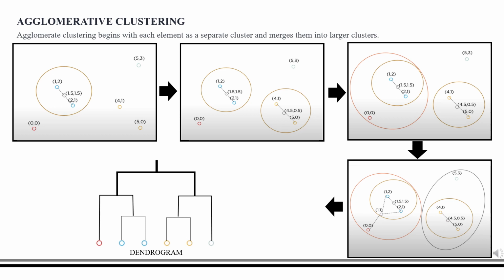Let's first take the points 1, 2 and 2, 1, and we'll group them together because they're close. For these points, we compute a point in the middle and mark it as 1.5, 1.5. It's the centroid of those 2 points. Next, we measure the other group of points by taking 4, 1 and 5, 0. We set up a centroid of those 2 points as 4.5, 0.5.